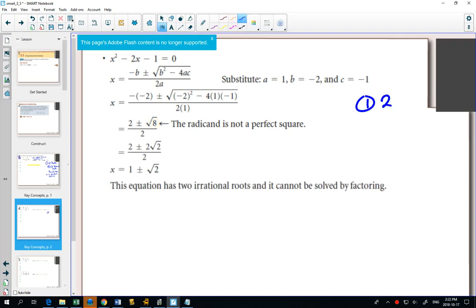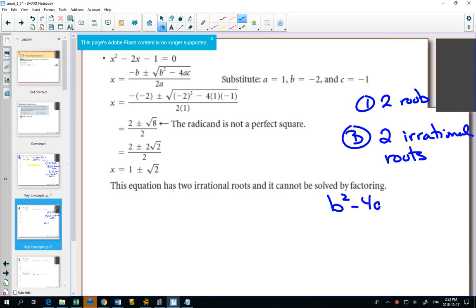This is still 1 with 2 roots. This is B, 2 irrational roots. What has to happen to get 2 irrational roots is your final answer has a square root in it. When does that happen? That happens when the b squared minus 4ac, the part that's inside your square root, is still a positive number, but not a perfect square.